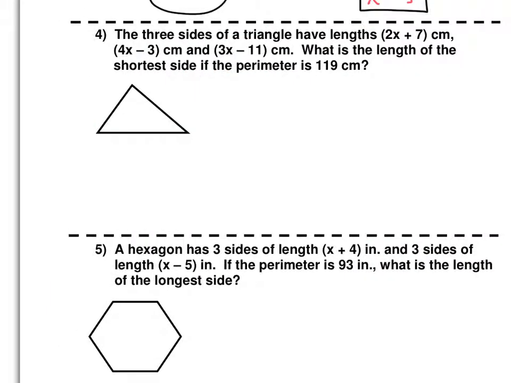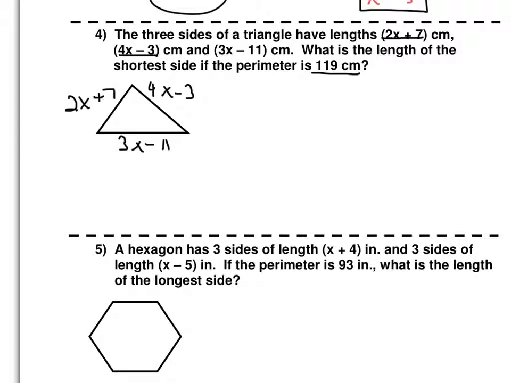All right, this one is very similar to the other one. So it says you have a triangle, and it tells you the lengths, 2x plus 7, and I don't know which one is which, and it doesn't really matter. And then 4x minus 3, and then 3x minus 11. It says, what is the length of the shortest side if the perimeter is 119 centimeters?